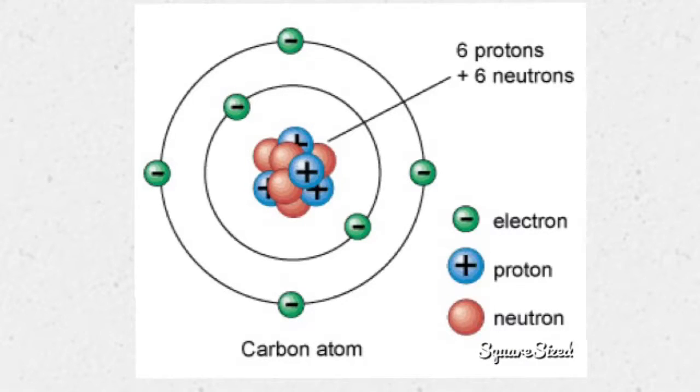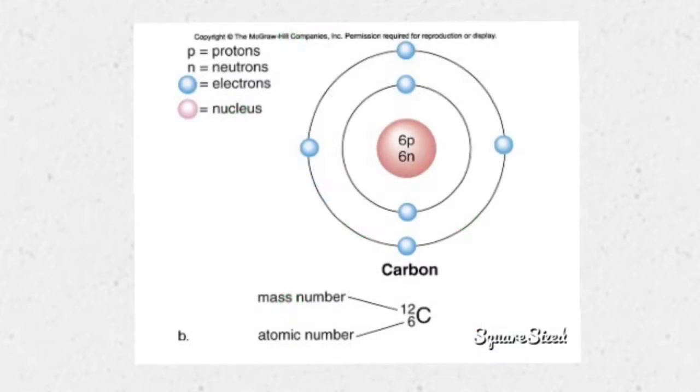Overall, a particular atom will have the same number of protons and electrons, as well as the same or at least a similar number of neutrons. As you can see here, the atomic number of a carbon element is 6, because there are 6 protons in that specific atom. Moreover, the atomic mass of a carbon element is 12, because it sums up the mass number of protons and neutrons.